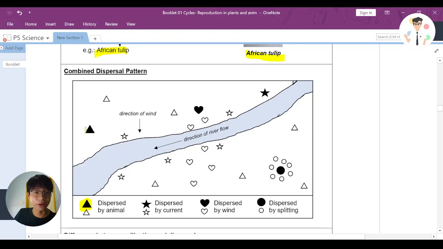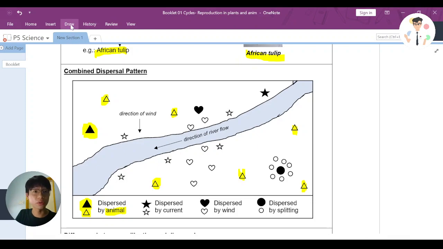So as you can see, this is the parent plant, and this is the one dispersed by animals. If it is dispersed by animals, the small triangle is the offspring or the young plant. So you can see it goes here, here, here, here. Eh? Why is it going so random? Because it's by animals, and we're not sure where the animal will go, right? It will just go around. So it will be like this, randomly scattered.